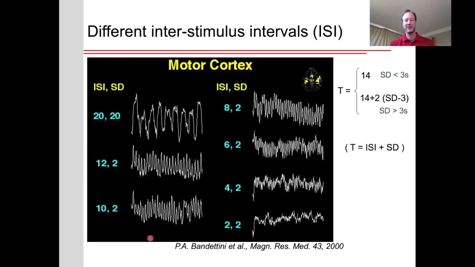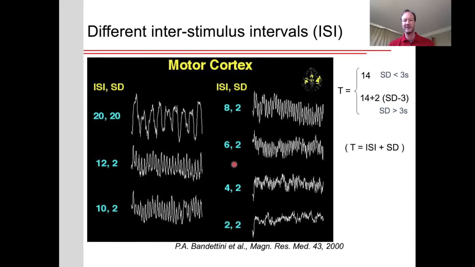And this was actually demonstrated experimentally. Here's an earlier study from Peter Bandettini. And you can see this is an example. In this case, the interstimulus interval is the rest period, and this is the stimulus duration. So for 20 seconds of rest and 20 seconds of stimulation, we saw a nice robust block design response. If we have 2 seconds of task, in this case, a motor cortex finger tapping task, and 12 seconds of rest, here you can see the response. With 10 seconds of rest, you can still see a nice response.